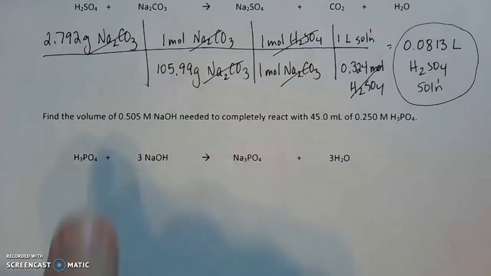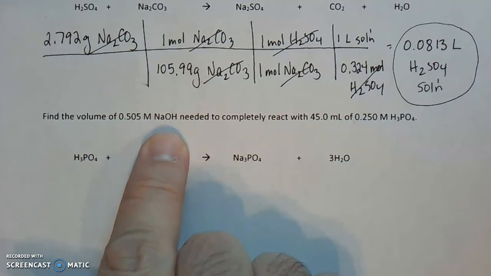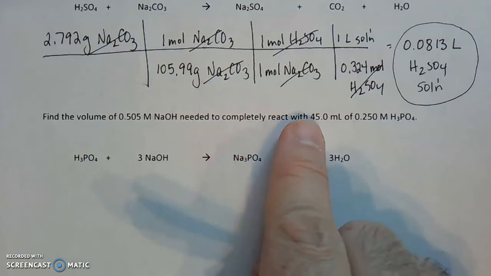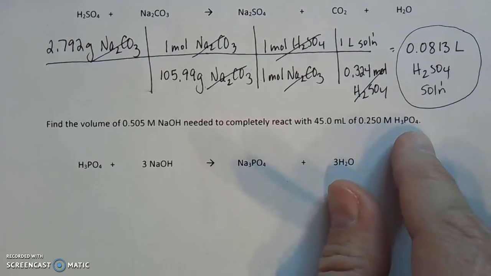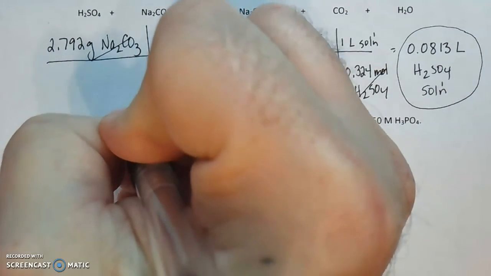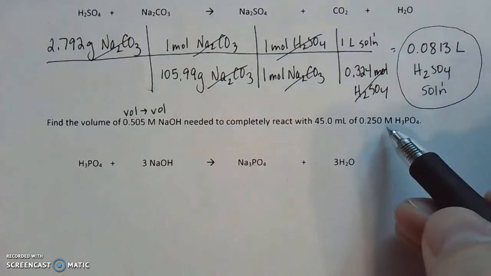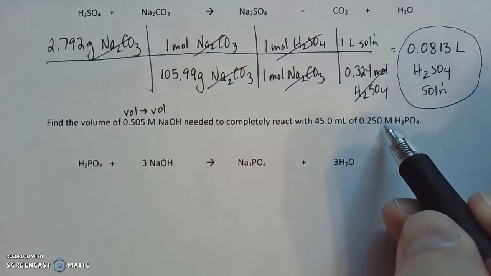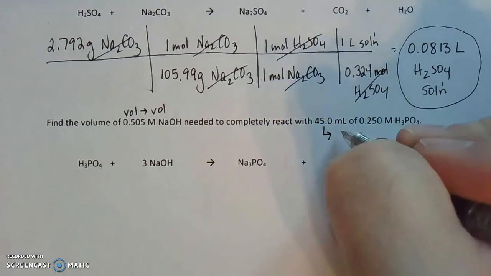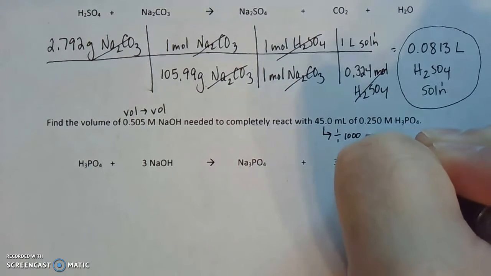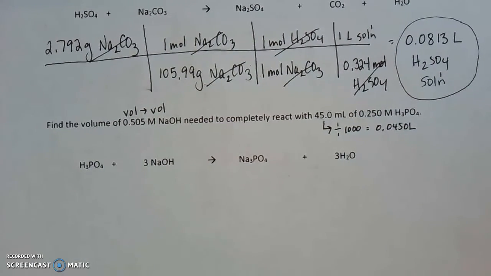Our second example here says find the volume of 0.505 molar NaOH needed to completely react with 45.0 milliliters of 0.250 molar H3PO4. So this is a volume to volume reaction. And because molarity is in moles per liter, and we're given milliliters, we have to convert this to liters. So remember, divide by 1,000 gives us 0.0450 liters. We're going to start with our volume here.